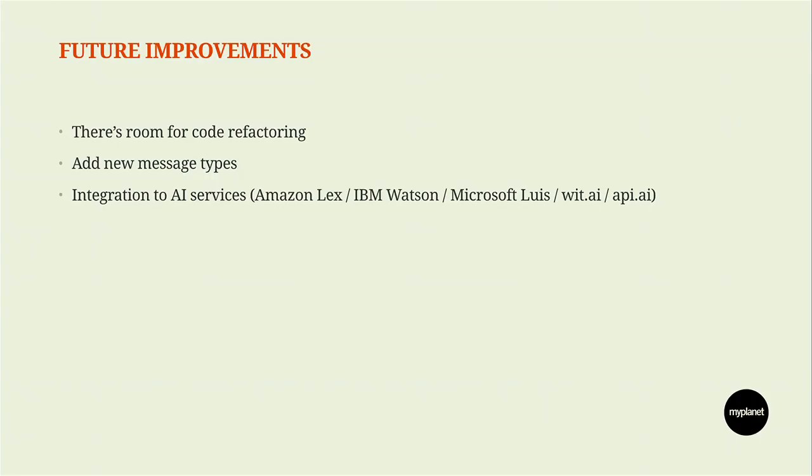Okay, so what are the future improvements that we want to make on this module? And the future improvements we want to see for the chatbot as a whole. Of course, there's room for refactoring on this code. As I said, this code was forked from the Facebook module, White House build. Some things we improved, some things are the same, and some things changed along the way, so we have to adapt it, and we have to do this refactoring.